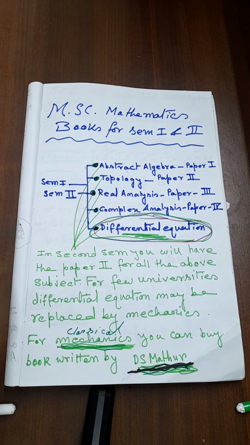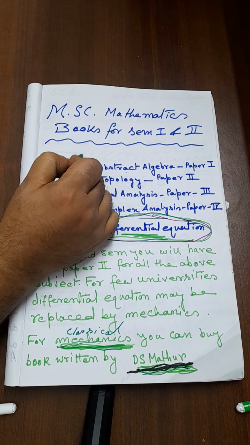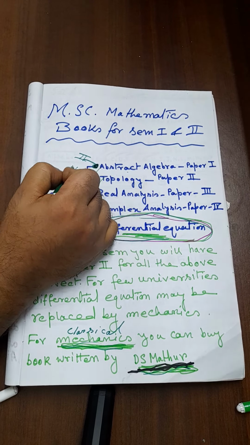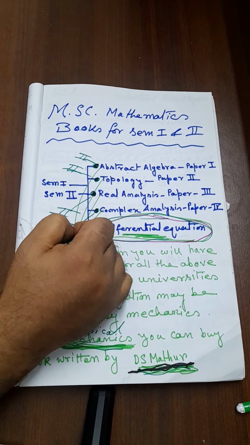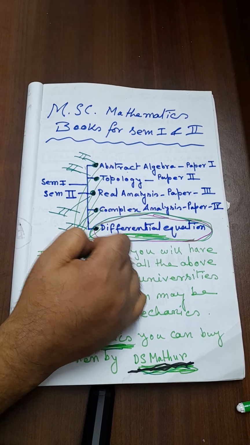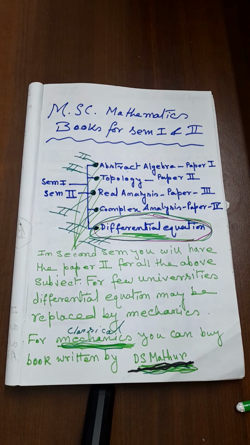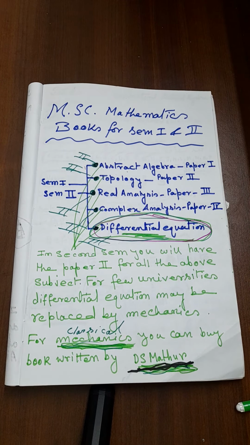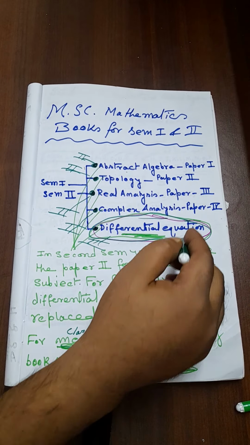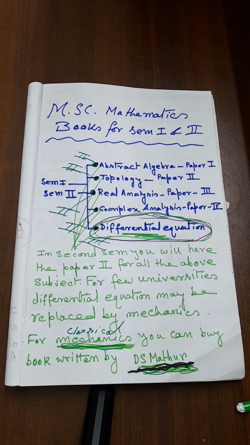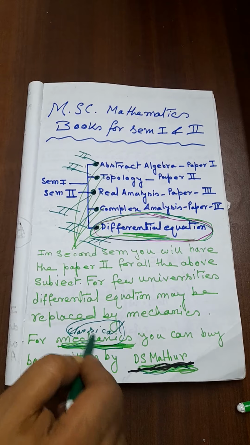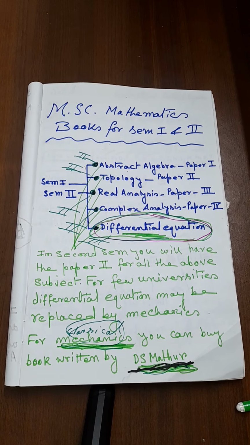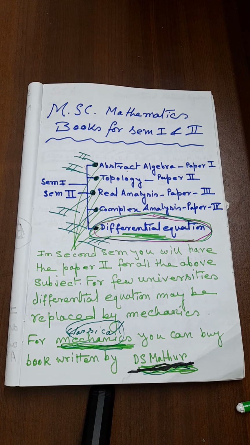That means in the second semester you will have paper 2 for abstract algebra, paper 2 for topology, paper 2 for real analysis, paper 2 for complex analysis, and paper 2 for differential equations. But for a few universities, like 5% of universities, differential equations is replaced by classical mechanics. Only for 5% of universities, and for classical mechanics you can refer to the book of D.S. Mathur, which is a very good book, full of examples which often come in university examinations. So you can refer to that book.